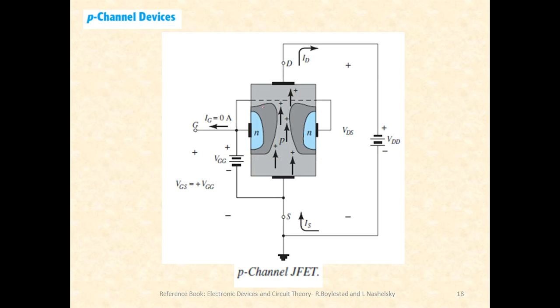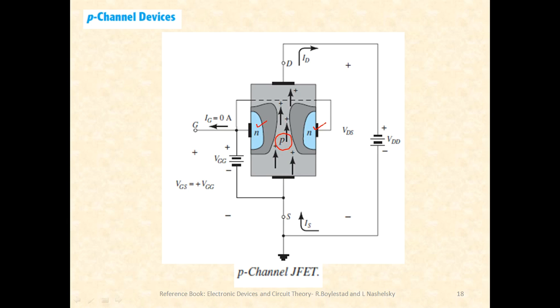Then coming to the P channel device. Okay, to put it in very simple words, the phenomenon is exactly the opposite as that in the case of an N channel device. Okay, so in short, let me just explain. The construction of a P channel JFET is same as that of N channel. The only difference is the type of regions. In the N channel, the channel was of N type. In the P channel, the channel is of P type. The doped regions in N channel were P. Here the doped regions are of N type.